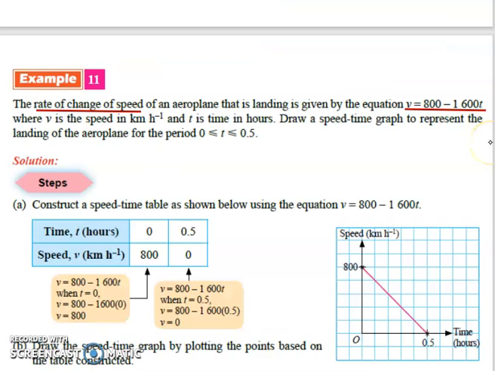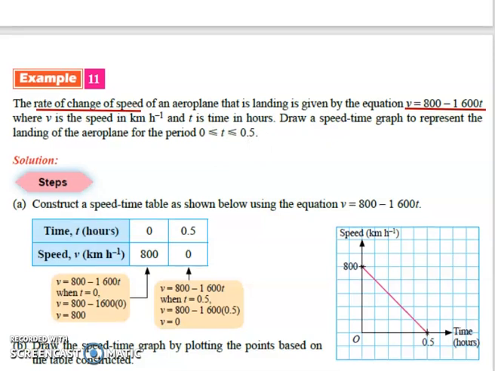Next up is drawing a speed-time graph from an equation. So example 11: the rate of change of speed of an aeroplane that is landing is given by the equation v equals 800 minus 1600t in kilometer per hour, and t is time in hours. Draw a speed-time graph to represent the landing of the aeroplane for a period of 0 to 0.5 hours.